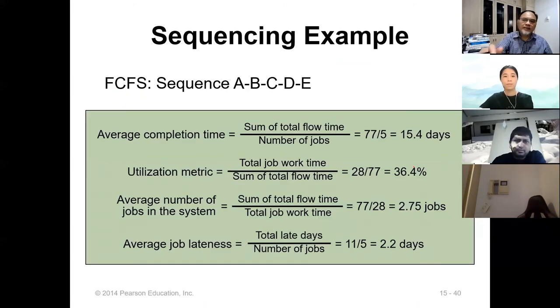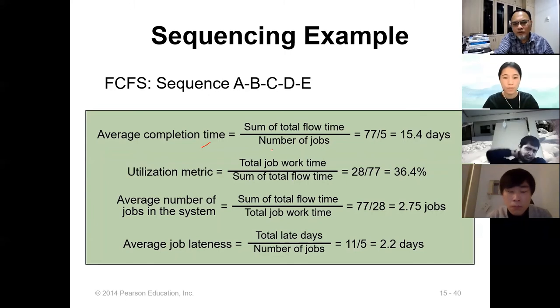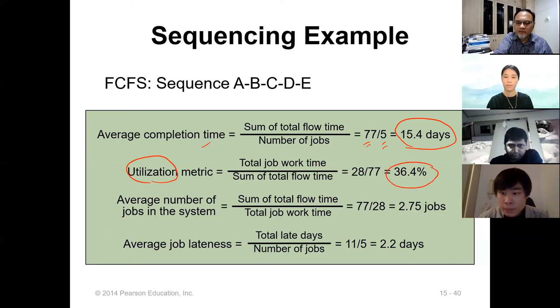Okay. Now these are the measures. Average completion time is the sum of total flow time divided by number of jobs. So the sum is 77, there are 5 jobs. So the average completion time is 15.4 days. The utilization is given by the formula total job work time divided by the sum of total flow time. So utilization is 28 divided by 77, which is actually 36.4%.